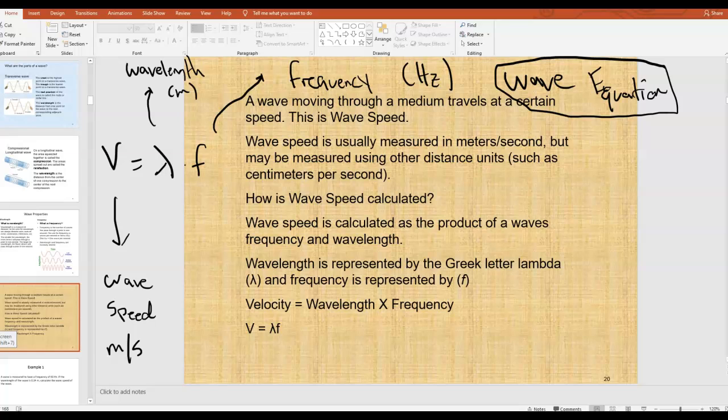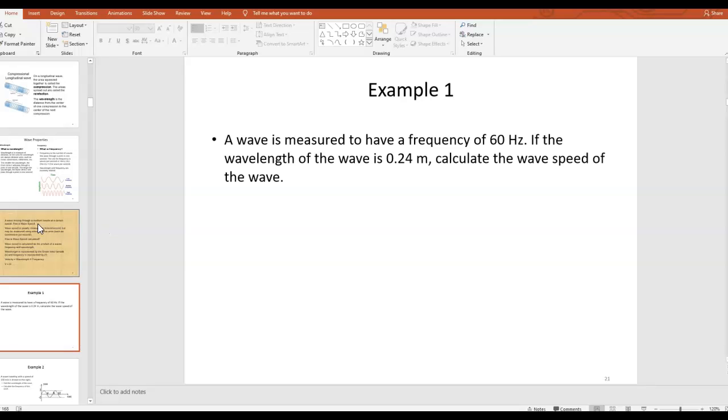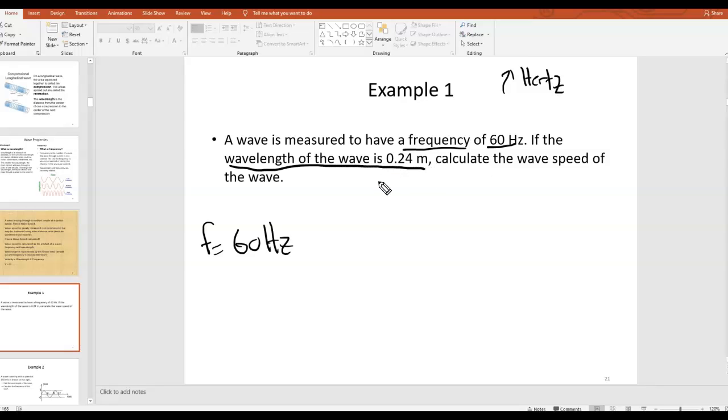I'm going to erase this slide. Okay, so example 1 says a wave is measured to have a frequency of 60 hertz. Okay, so this is the frequency. Remember, Hz is pronounced hertz. Okay, it's named after a guy, actually the guy who discovered radio waves in the late 1800s. And so I'm going to write down my first given as f equals 60 hertz. If the wavelength of the wave is 0.24 meters, okay, so that means I have the wavelength, that's lambda. Okay, the Greek letter lambda that looks like an upside down y is 0.24 meters.